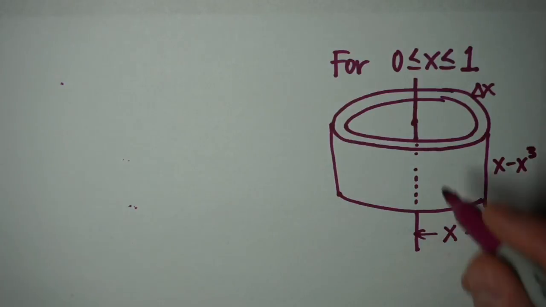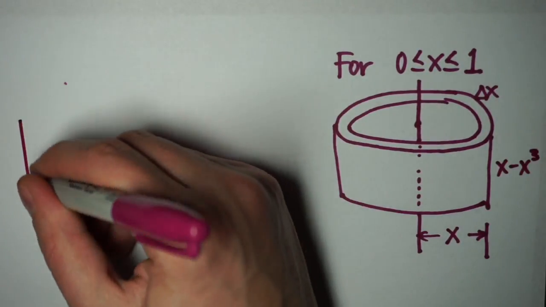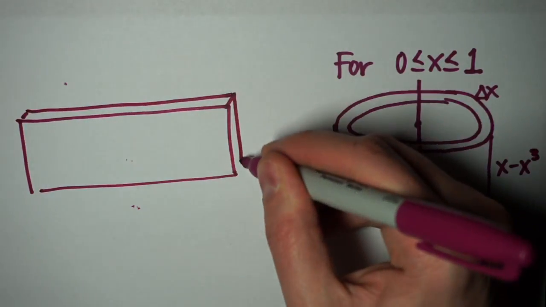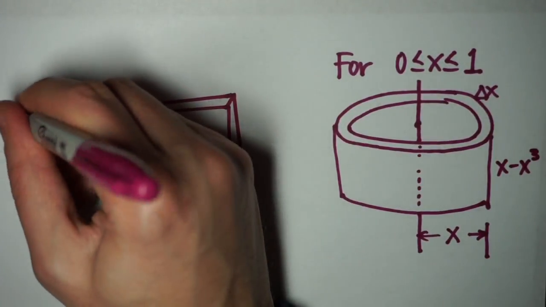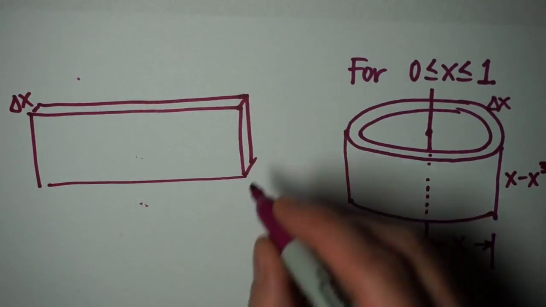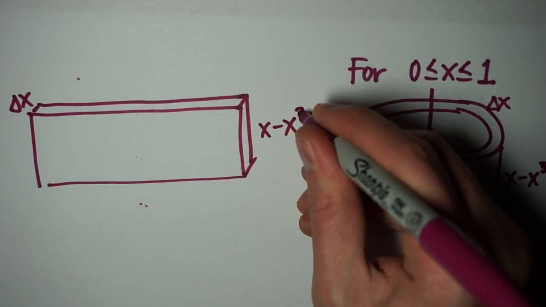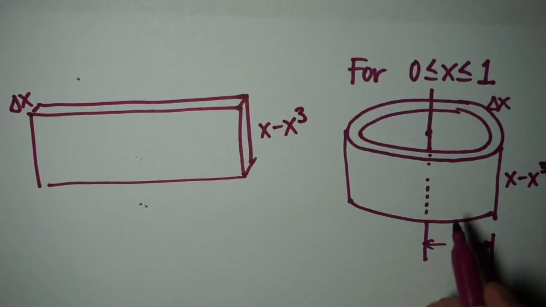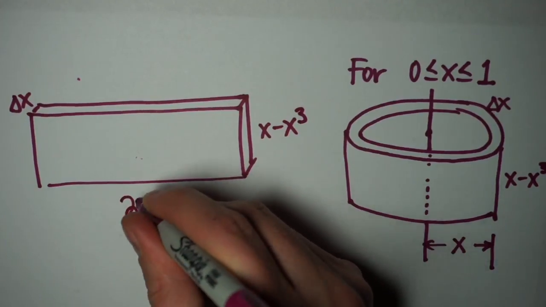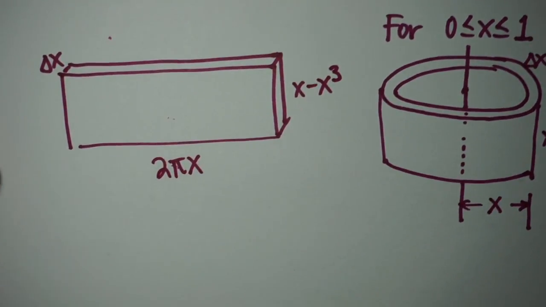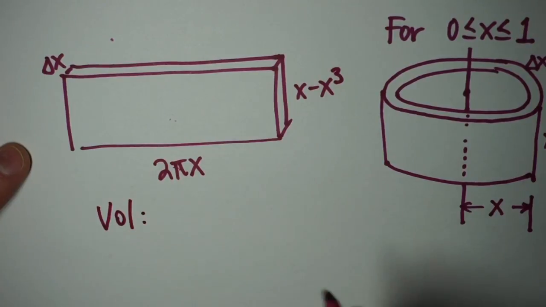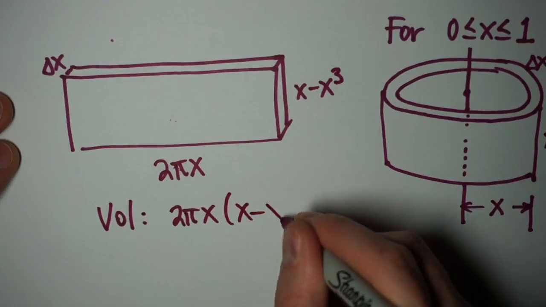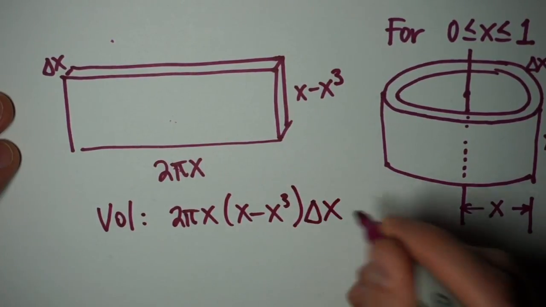Now I need to find the volume of this region, and I approximate it by cutting it and creating a rectangular prism that has approximately the same volume. The little width is delta x. The height here is this height of my cylinder, or x minus x cubed, and the long side is going to be the circumference. So with a radius of x, my circumference is 2 pi times x. So the volume of this rectangular prism, or the approximate volume of my cylinder, is 2 pi x times x minus x cubed times delta x.